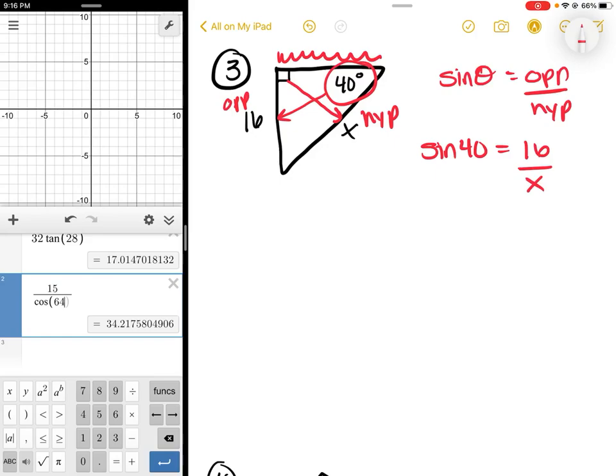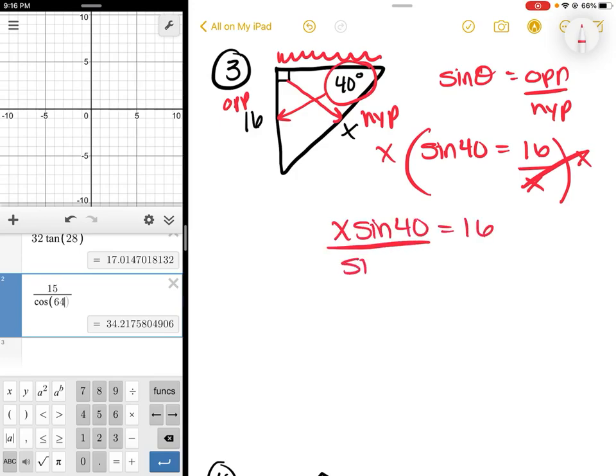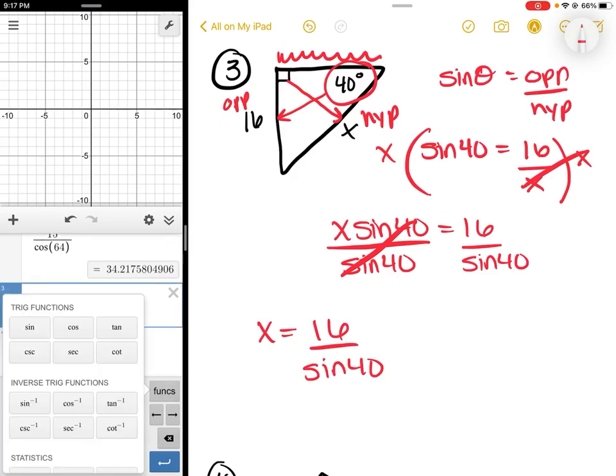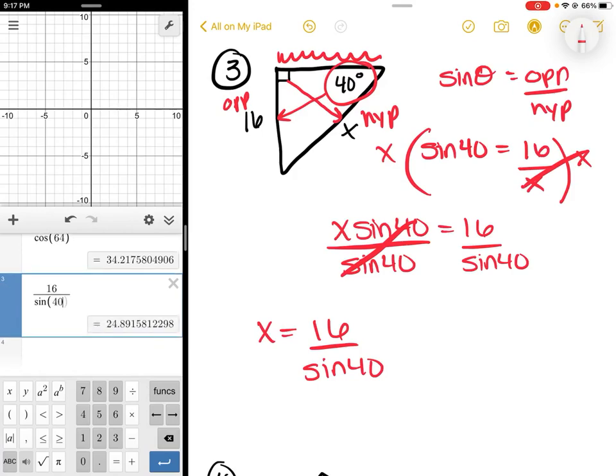X is on the denominator again. That's fine. We know we have to multiply by the denominator each time. Cancels. Now I have x sine of 40 is equal to 16. Divide by sine of 40. Cancels. X is going to equal whatever 16 divided by sine of 40 is. So 16 divided by sine of 40.